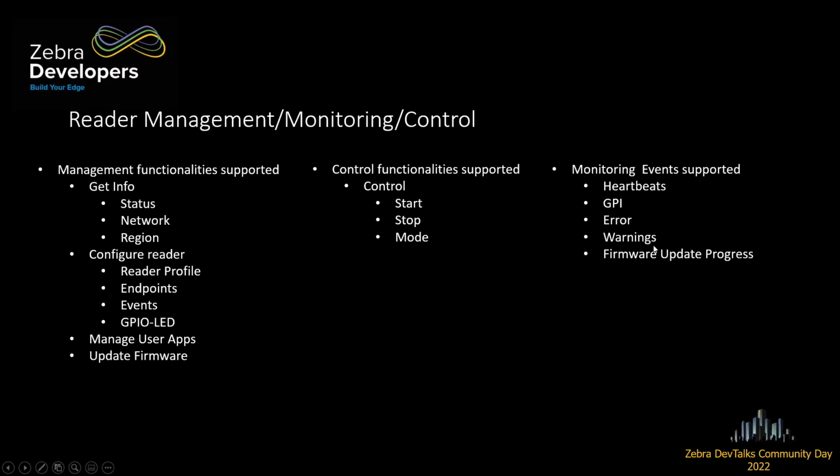Similarly, warning events are also available, and firmware update progress events are also sent out on the monitoring interface. Once you issue a firmware update start command, the reader will send back a success response saying that it is initiating a firmware update, but then the progress itself is reported back using the firmware update events. And if it fails in between, error or warning events are sent on the monitoring interface. So this is what is supported in IoT Connector today in terms of management, control, and monitoring.